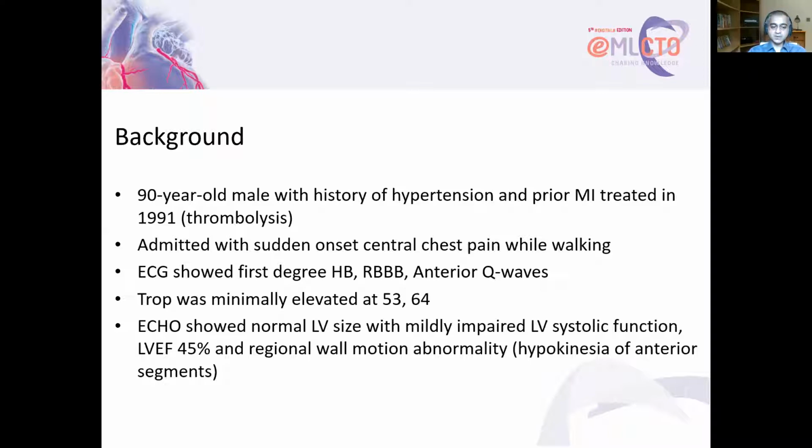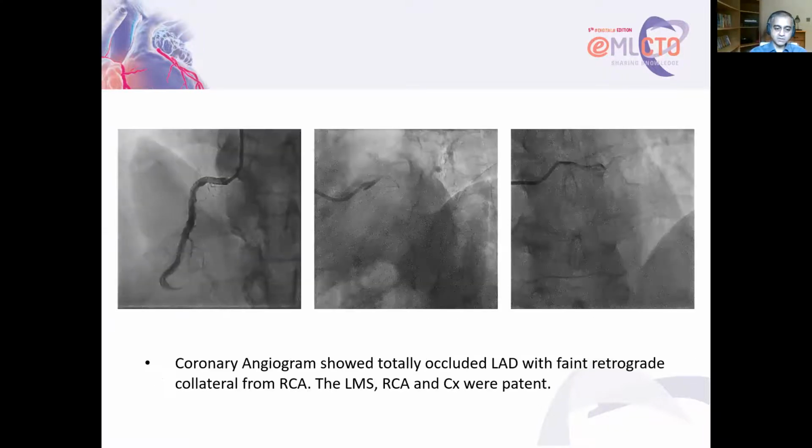His ECG showed first degree heart block with right bundle branch block, and he had Q waves in the anterior leads affecting leads V1, V2 and V3. High sensitivity troponin was only minimally elevated at 53 on the first measurement and 64 on the second. He underwent an echocardiogram which showed normal LV size with only mildly impaired LV function. Ejection fraction was around 45%, and he had a regional wall motion abnormality with hypokinesia of the anterior segment. So this was slightly out of keeping with the Q waves on his 12-lead ECG.